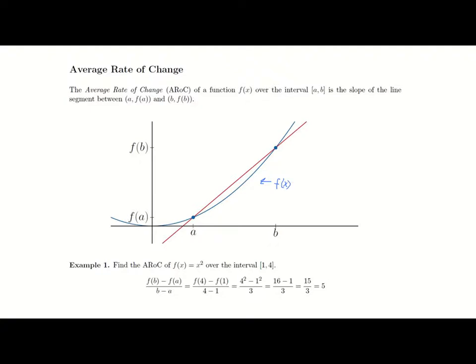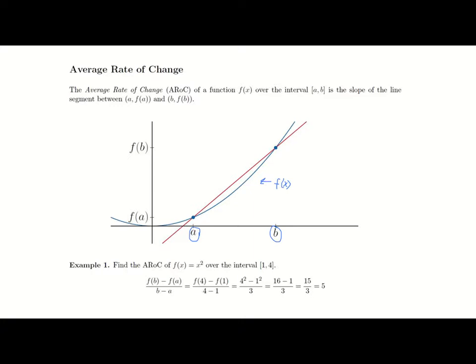And we're looking at a certain part of that function, or a certain interval of that function. So we're looking at the function between a and b. So those are our x values, a and b. And what the average rate of change is, is the slope of the line segment that connects those 2 points.